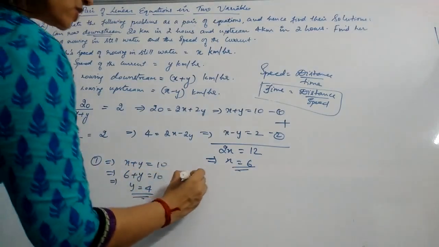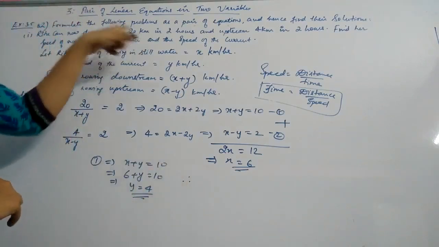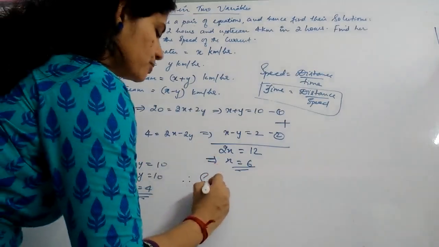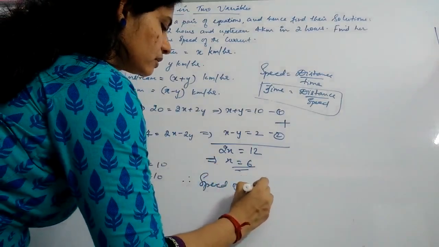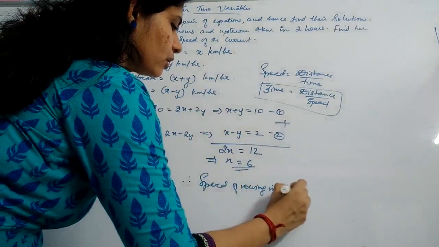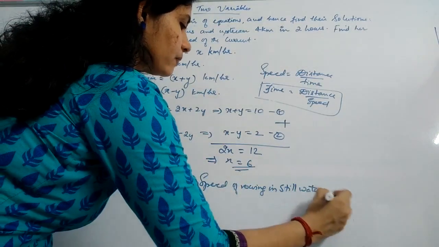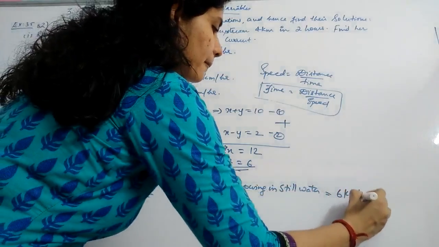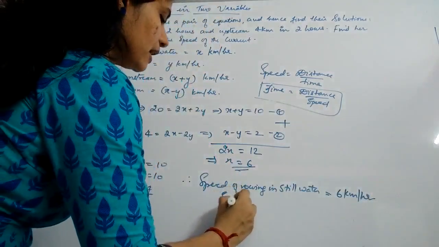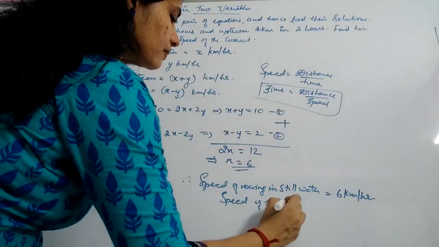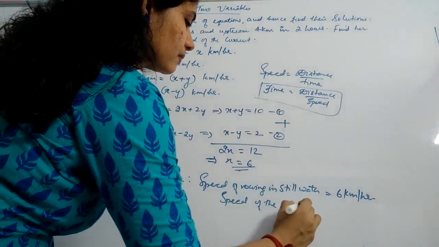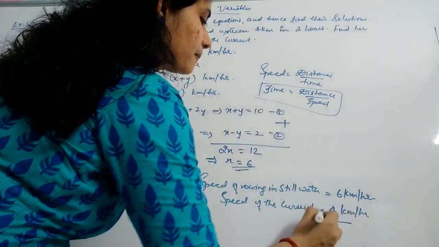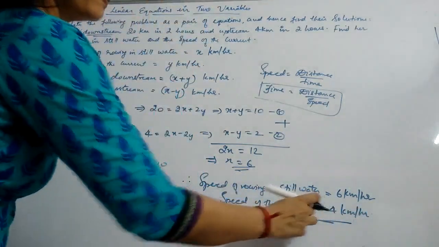Hence, the conclusion which you can say is what we have taken as x and y, that is speed of rowing in still water. Therefore, speed of rowing in still water is equal to 6 km per hour, and speed of the current is equal to 4 km per hour. Okay.